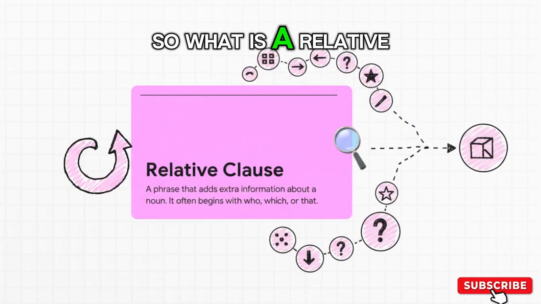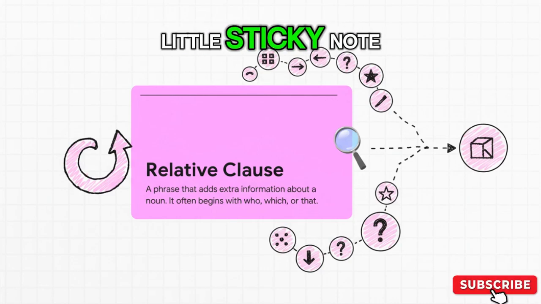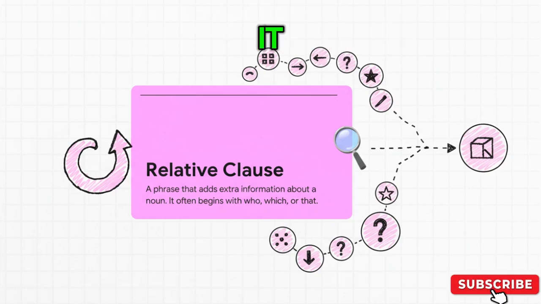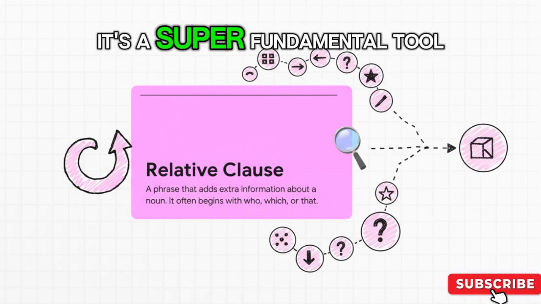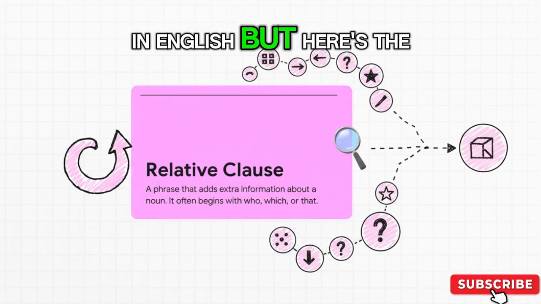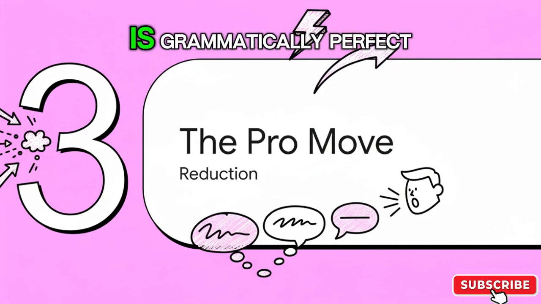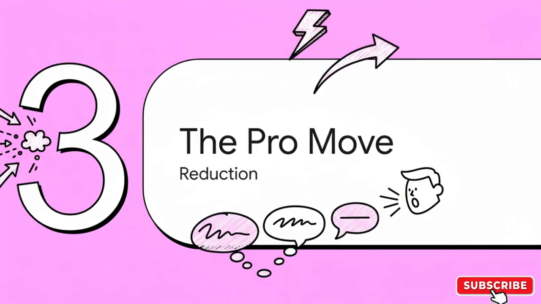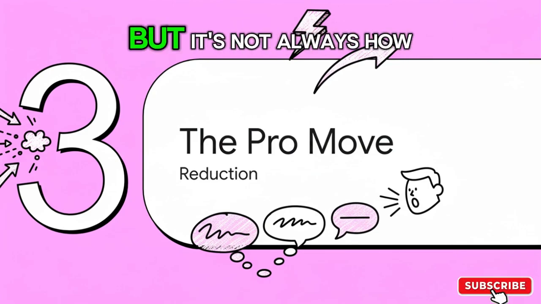So what is a relative clause, really? Think of it like a little sticky note that you attach to a noun to tell you more about it. It's a super fundamental tool for adding detail, which is why you see them absolutely everywhere in English. But here's the secret. The sentence we just built is grammatically perfect. You'd get a gold star. But it's not always how people actually talk.